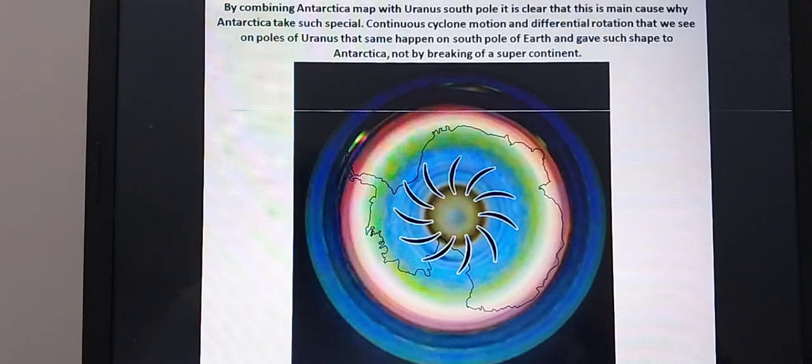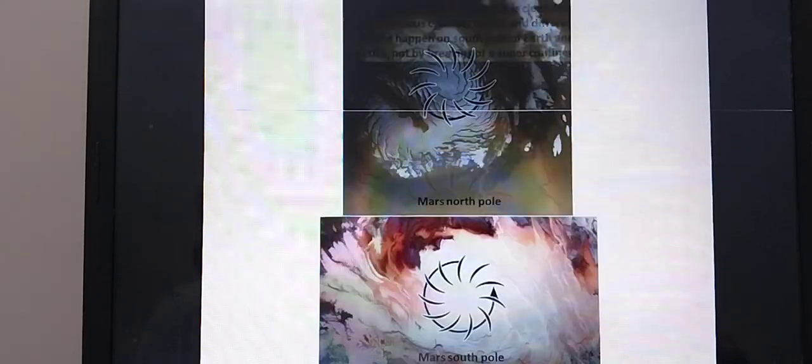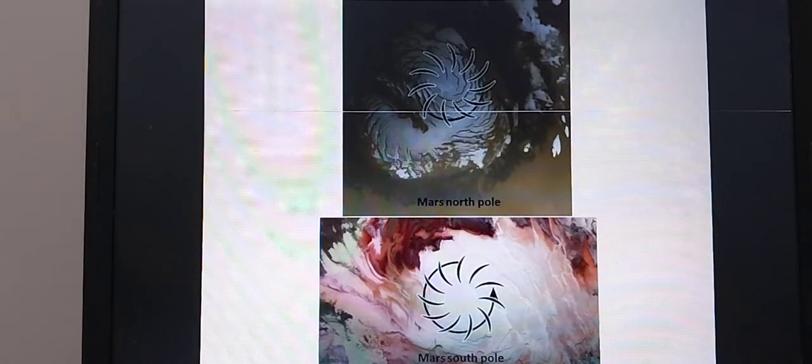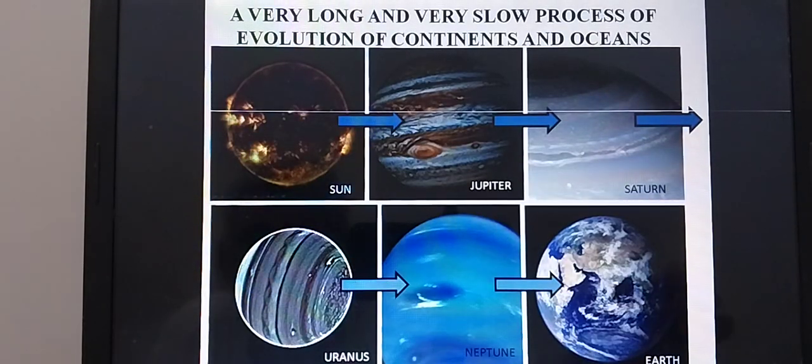of Antarctica is not the breaking of any supercontinent. You can understand this by the long process of differential rotation. Also, we can see a remnant of differential rotation on Mars, on the North Pole and South Pole of Mars. Note clearly, and then a very long and very slow process of evolution of continents and oceans.